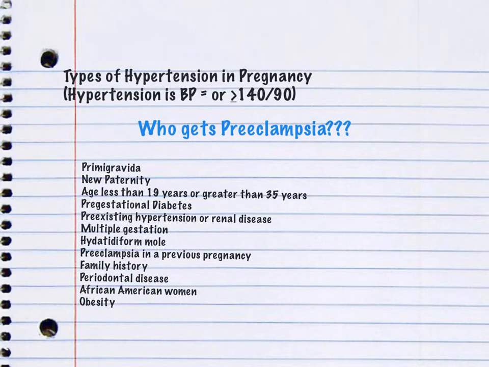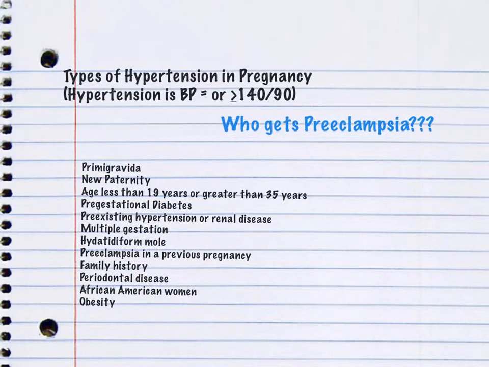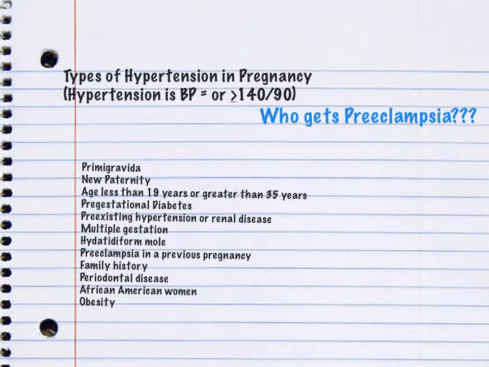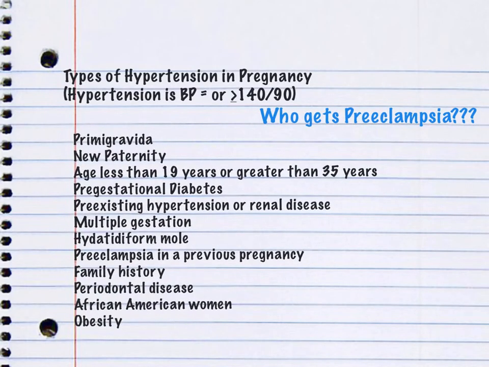And just a brief discussion of what the risk factors are for preeclampsia. Although it doesn't always associate with these risk factors, we do find a higher incidence of preeclampsia in certain patients. For example, women who are pregnant for the first time, your primigravidas, and women who are pregnant by a new dad. And that points to some immunologic factors that may be at play with the remodeling of the spiral arteries. We also see a higher incidence in women who are younger than 19 or greater than 35. Some sources say greater than 40, but your extremes of age is another risk factor.